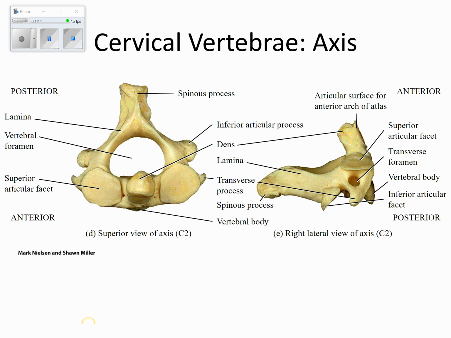Again, this one is showing you the axis. And remember, the special structure it has is the dens. The dens allows the pivot motion of the head to shake your head side to side, so it allows you to say no.